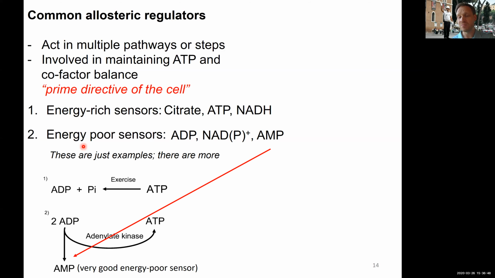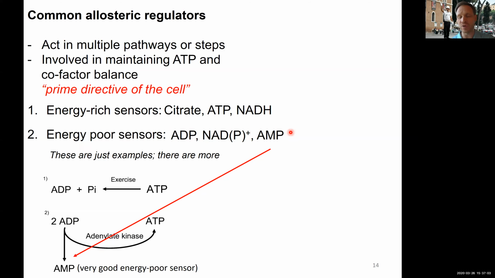And these are the opposite ones, right? This would be your ADP or your NAD+. And specifically AMP here, right? I had mentioned it several times during the quarter now that AMP is sort of one of the really critical alarm signals for I am running out of energy.